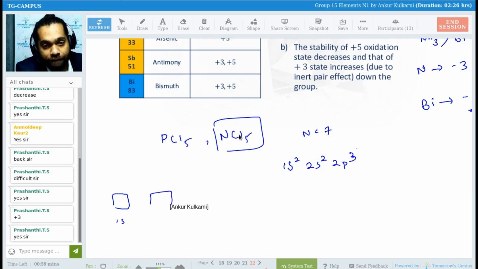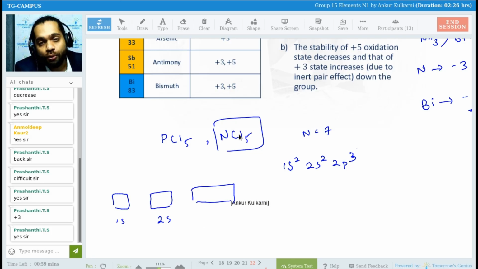Over here, I have 1s, I have 2s, I have 2p. I do not have 2d at all, no orbital of the same energy level. So what happens over here? 2s2, 2p3. Now PCl5 and NCl5, they are forming a covalent bond. Correct? They are forming a covalent bond.